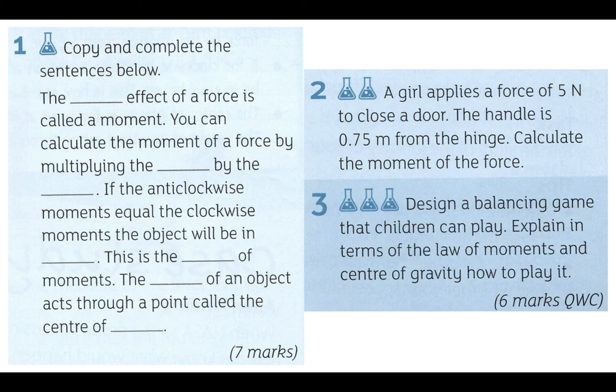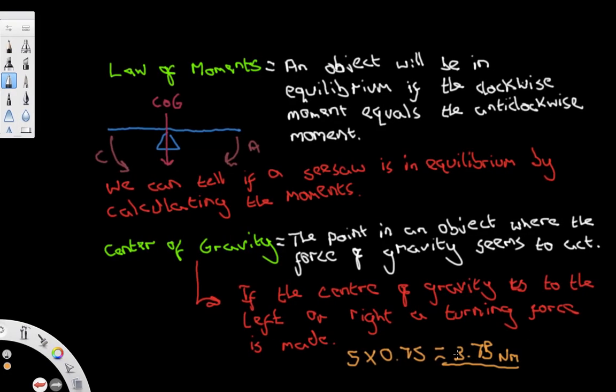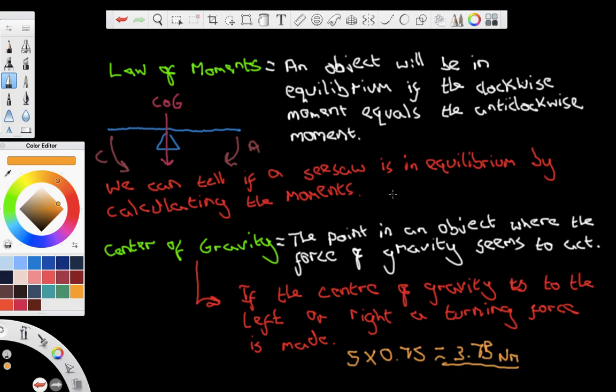Finally, you needed to design a balancing game that children can play. You needed to explain in terms of the law of moments and how the center of gravity can be used to play it. So remember, for something to be balanced, you need to have the anti-clockwise and the clockwise moments equal. You needed to have the center of gravity going through the middle of the object. Obviously, there's lots of different ones for that. However, if you referred to all of this, you would have got your marks.